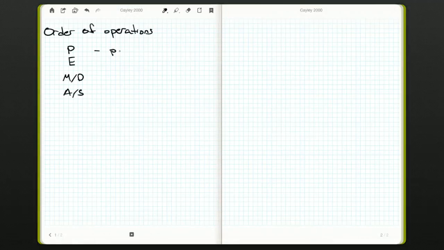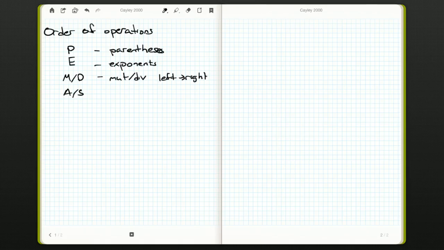So this is brackets, but eventually in math, brackets mean something else. So parentheses, I'm sure I spelled that wrong. Exponents, sometimes this is called orders because square roots count in here as well. Multiplication and division from left to right. And then addition and subtraction, also going from left to right. All of this, when you're at a particular level, is from left to right.